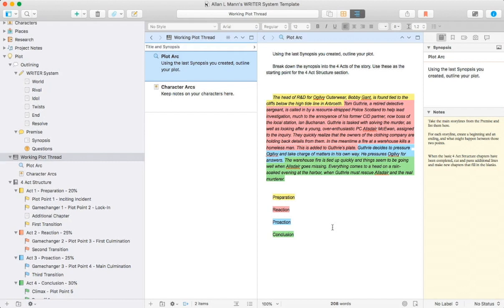Use these as a starting point for that 4-act structure section that we'll get to in a second. So again, color-coded. You've got to know what I'm talking about on the 4-act structure. Act 1, preparation. Act 2, reaction. Act 3, proaction. And Act 4 is the conclusion. Again, we'll come back to that in a second. Not too important that you know what those are at this point, but just go through the process for now.